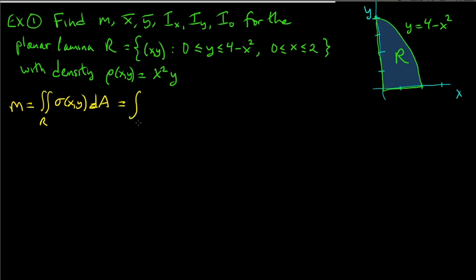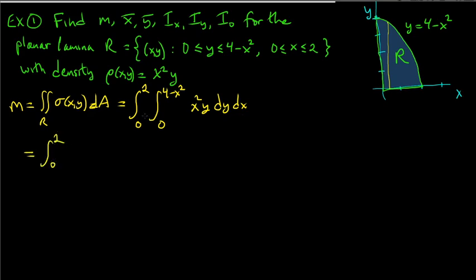So this is the integral from, let's say, x equals 0 to x equals 2. And then the integral from y equals 0 to y equals 4 minus x squared. And then the density is just x squared times y. And dA, in this case, is dy dx because I'm thinking of this as a vertically simple region, right?